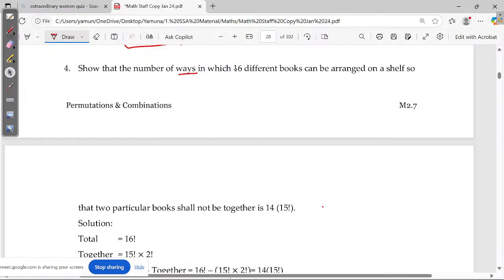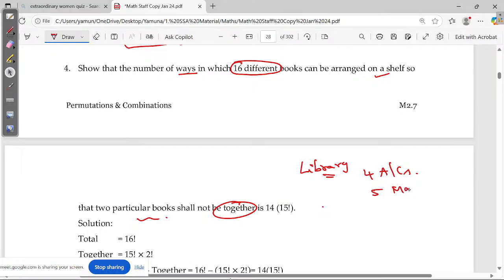Show that the number of ways in which 16 different books can be arranged on a shelf so that two particular books shall not be together. So just imagine you're in a library. You have visited libraries, right? Or you keep all your books in an arrangement at your home on a shelf. What you do, you keep it separately in different shelves, or in one single rack, you keep it in order. So you have like 4 accounts books, 5 math books, 1 economics, and so on.